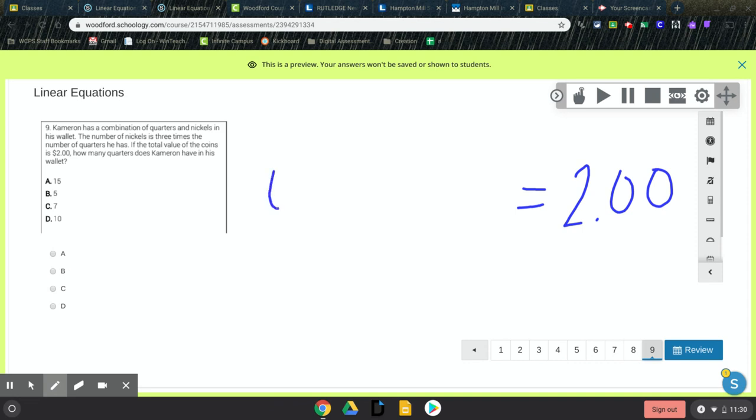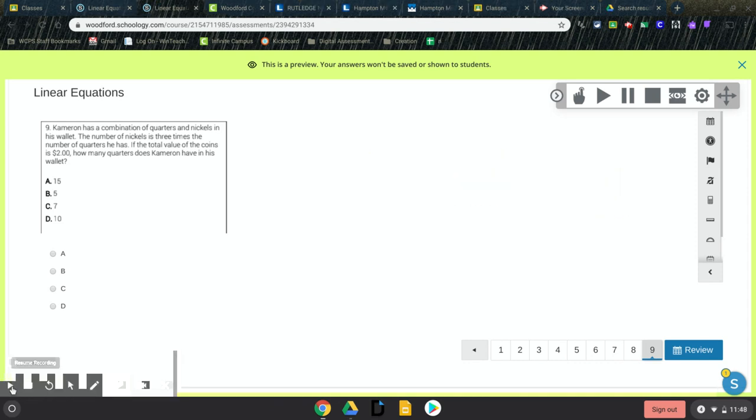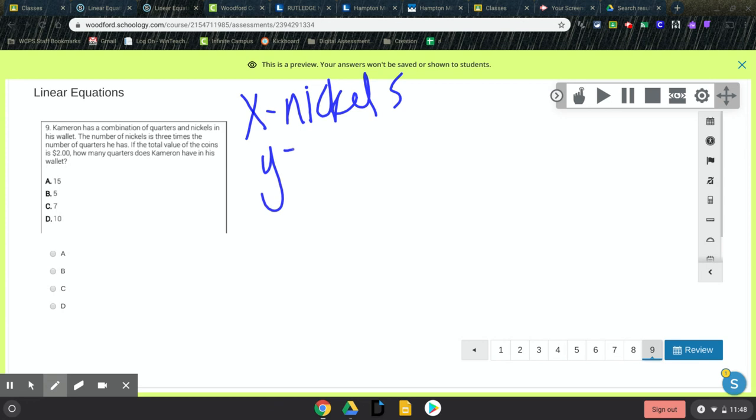So we're going to need to know that nickels are represented like this and quarters are represented like this. All right, so given what we know, nickels are 0.05 and quarters are 0.25, and the total value of them is going to equal $2. So what we need to do is assign variables. So let's let x be nickels and y be quarters.